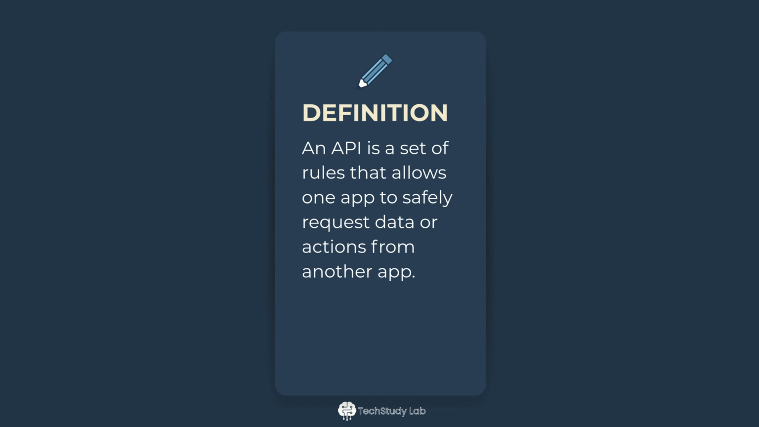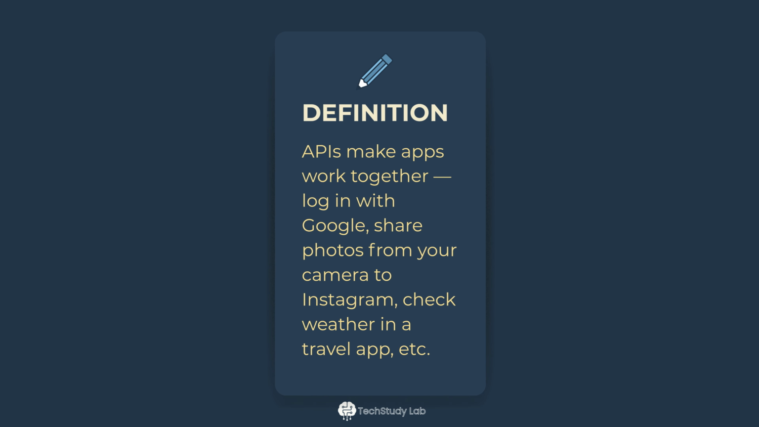Think of it like ordering food at a restaurant. You tell the waiter what you want, they go talk to the kitchen, and they bring it back. You don't see what happens behind the scenes, you just get the result. APIs work the same way. They make apps work together, like logging in with Google, sending photos to Instagram, or checking the weather inside a travel app.